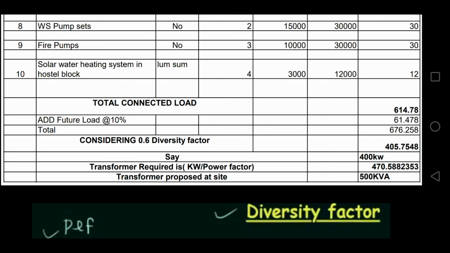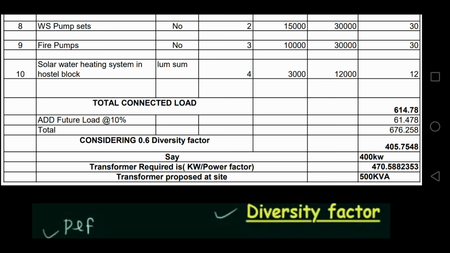The power factor at my side I have considered as 0.85. You may consider the power factor which is prevailing at your side. It may be 0.8, 0.75, whatever it may be. So the transformer required is 500 kVA.